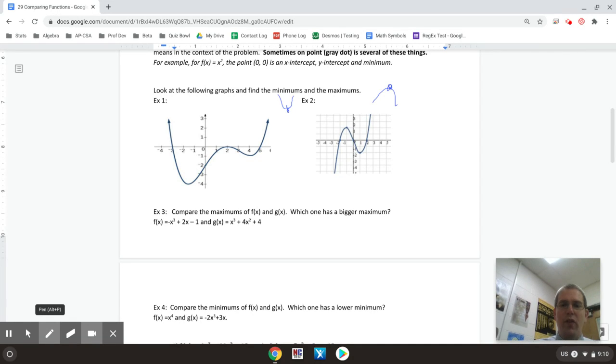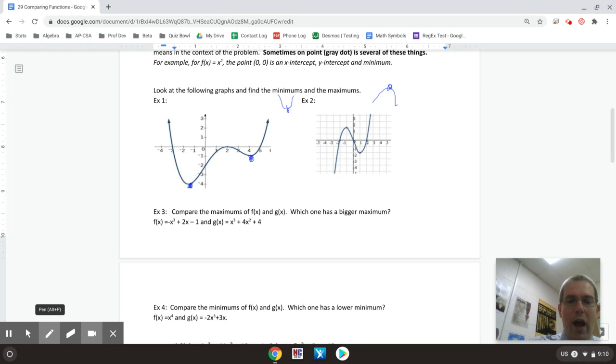Sometimes you'll have a function like a parabola that has an absolute minimum or maximum. That's the absolute highest or lowest for a point. But we also need to know about relative minimums or local minimums. Like this point right here is a minimum value for this function. And this point right here is also a minimum.